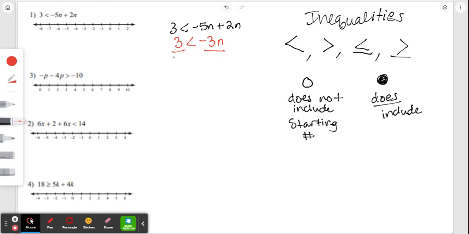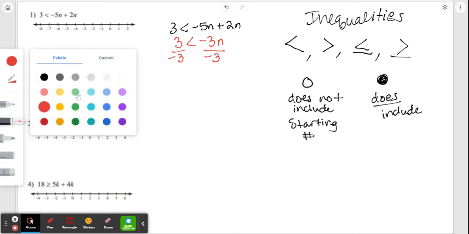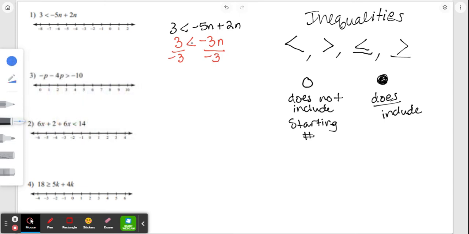Divide by negative 3. Because I'm dividing by a negative, my symbol is going to switch directions, because the numbers on my directions are switching signs. 3 divided by negative 3 is negative 1, and then I have the letter n by itself. So I'm going to graph this at n, and I'm going to rewrite this as well. This is also n is less than negative 1. Those are the same thing.